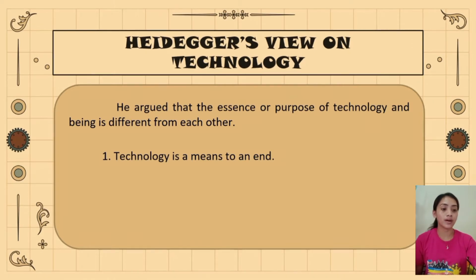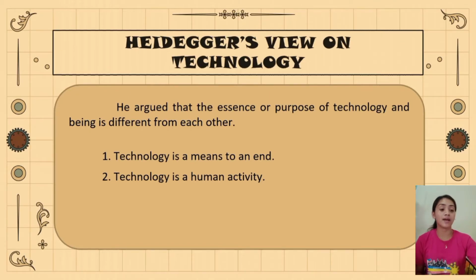The second one is technology is a human activity. When we say human activity, technology can also be defined as a human activity, because to achieve an end and to produce and use a means to an end is human activity. So this is the second perspective of Heidegger.